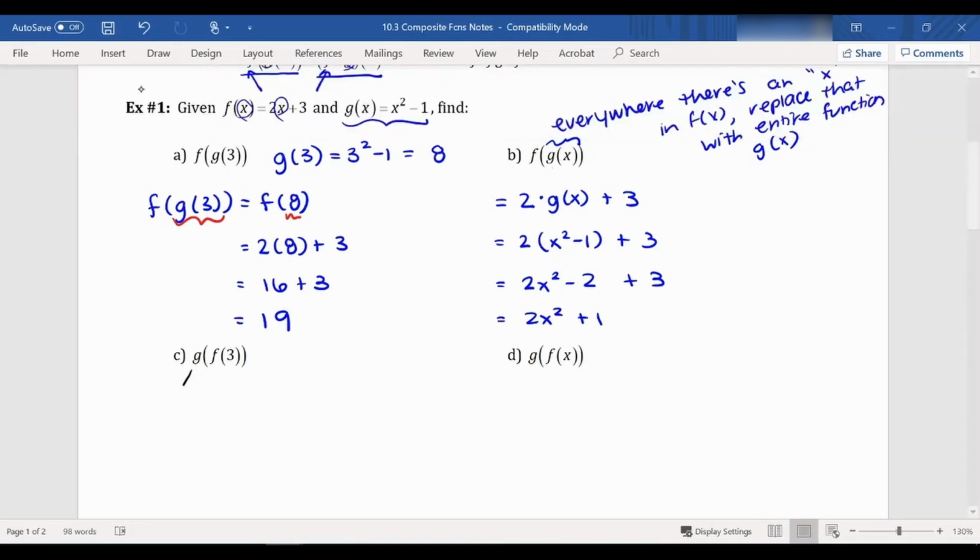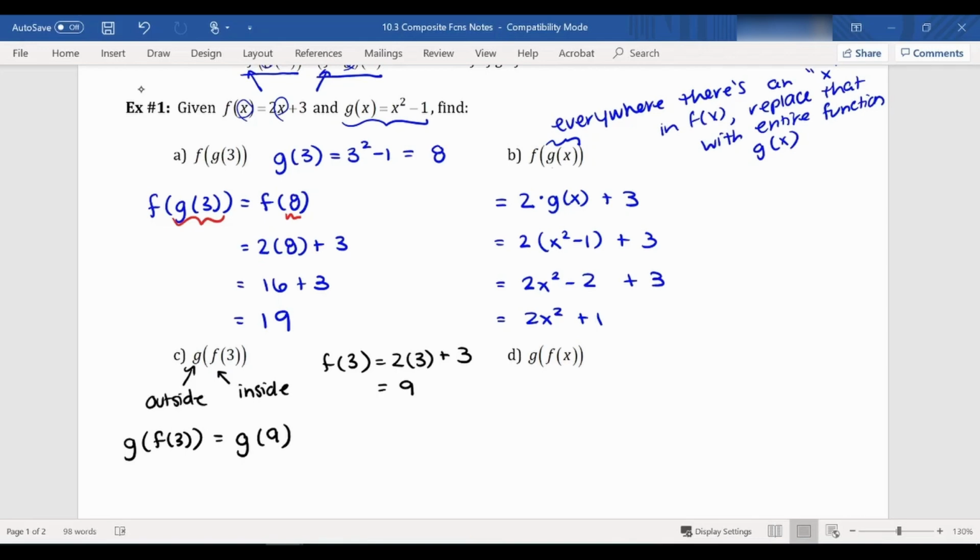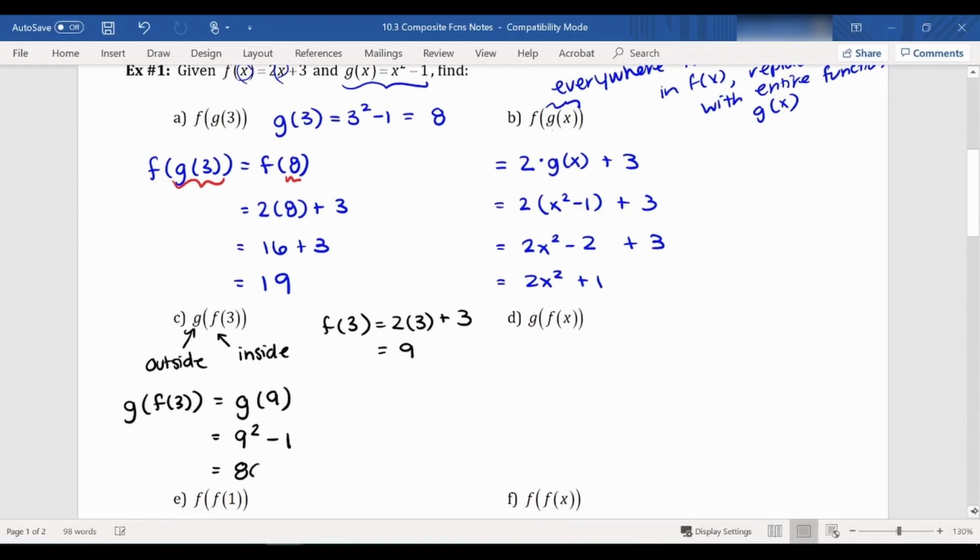For this next one, g is my outside function and f is my inside function. This means I should find f of 3 first and see what that equals. That would be 2 times 3 plus 3, because my function is 2x plus 3, which gives me 9. This means that if I want to find g of f of 3, I'm really finding g of 9, because f of 3 equals 9. Now, since g of x is x squared minus 1, this will be 9 squared minus 1, which gives me 80.